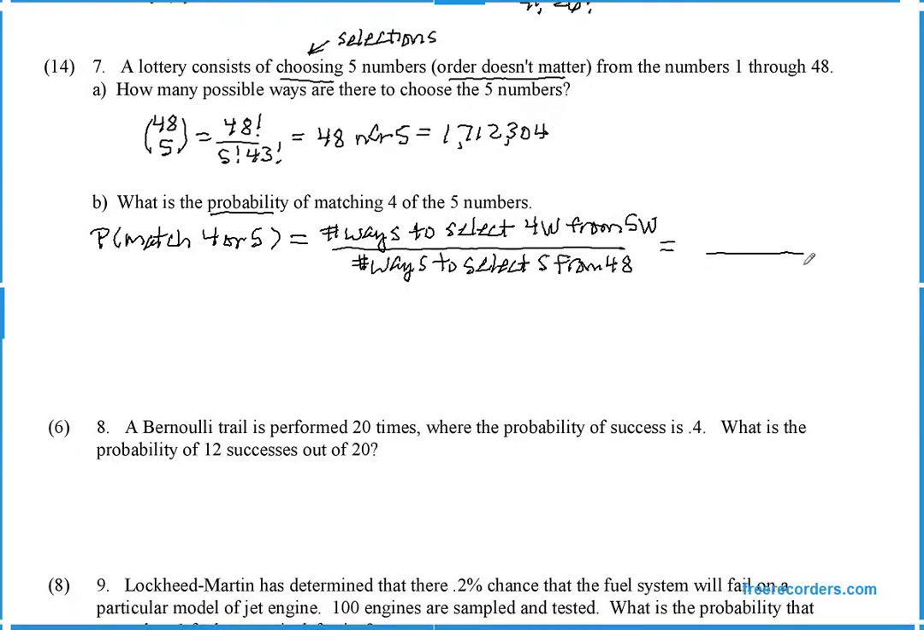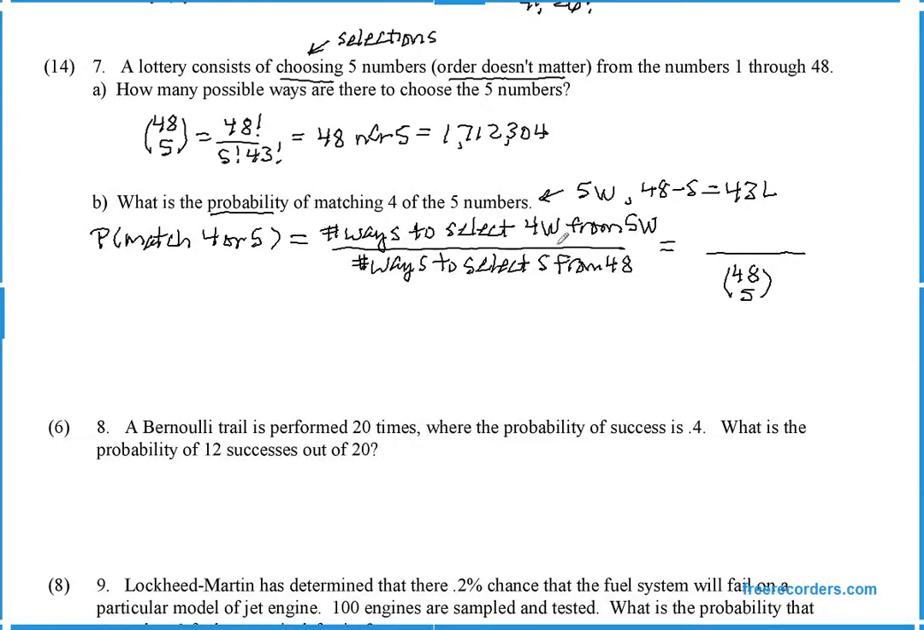So the bottom we've already done up above here. That's our 48 choose 5. So 48 choose 5 is the denominator. That's our total outcomes. And then desired outcomes, we would have 4 winning numbers and 1 losing number. So here we've got 5 numbers that are winners, so we've got 5 winners, and then 48 minus 5 equals 43 numbers that are losing.